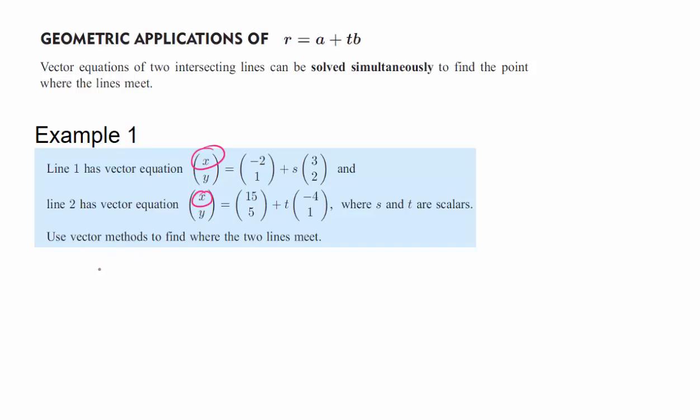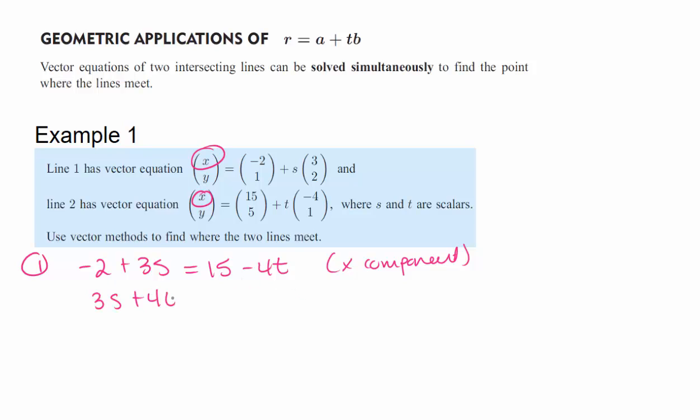So I can actually set these equal to each other and set up an equation. Minus 4t. So this will be my first equation, and this is my x component. If I bring my 4t over, I get 4t is equal to 17.